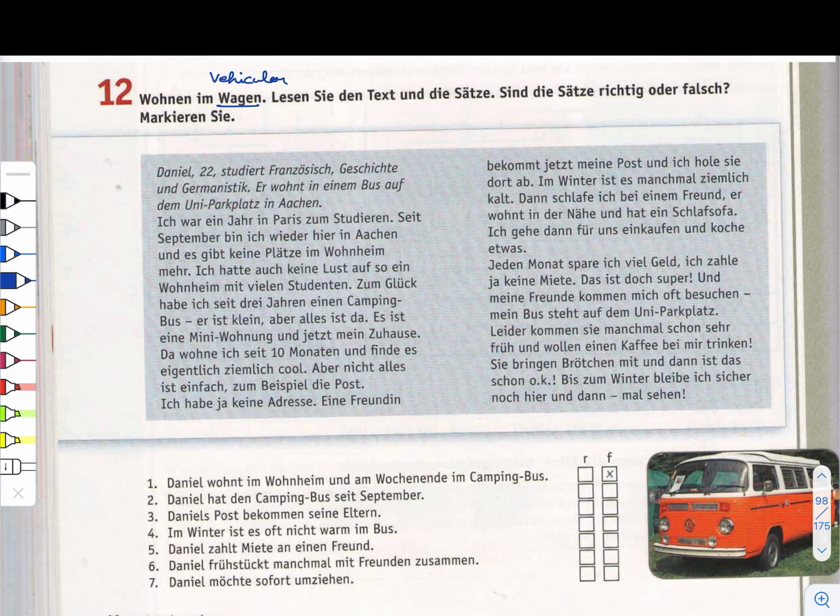So Daniel, 22, studiert Französisch, Geschichte und Germanistik. Now here you already know the meaning, Geschichte is history, and this one, Germanistik, is German studies.